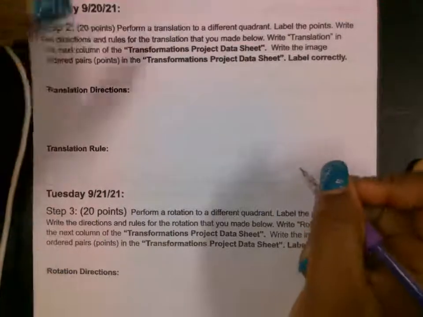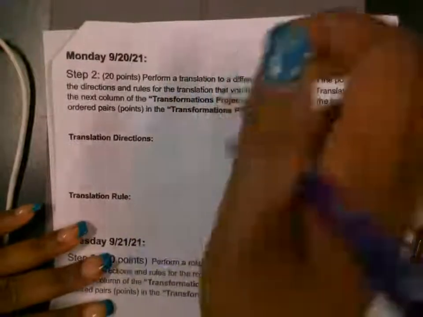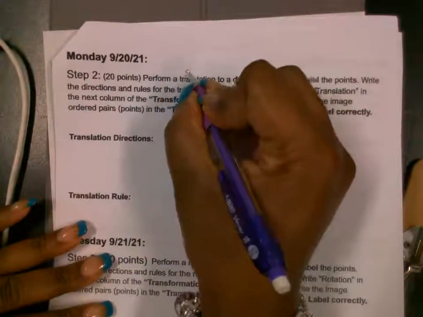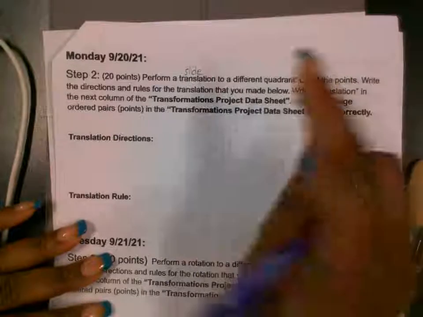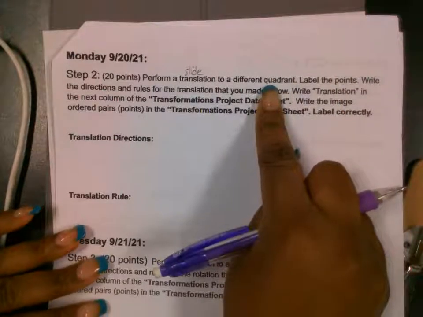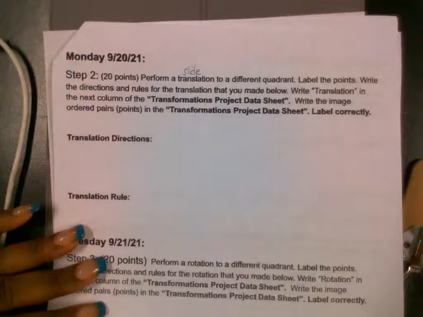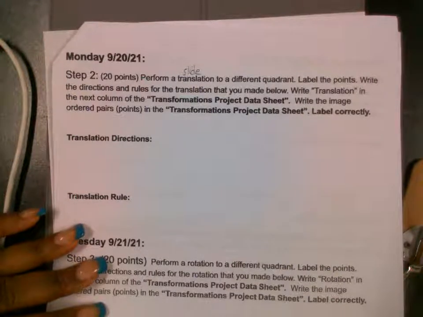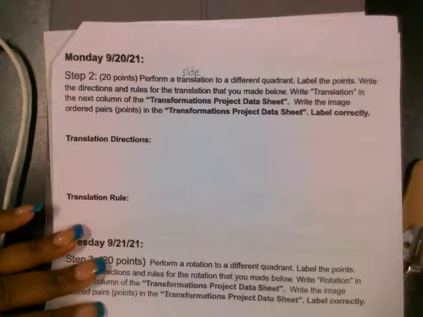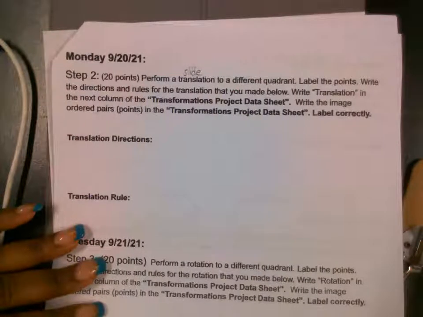All right, so this is what you should have done last night. You should have performed a translation. Translation is to slide, okay? So you're going to slide it to a different quadrant and label those points. This move is going to be A prime, B prime, C prime, D prime. It's going to have one tick mark because this is the first time you've moved it and it's a slide.